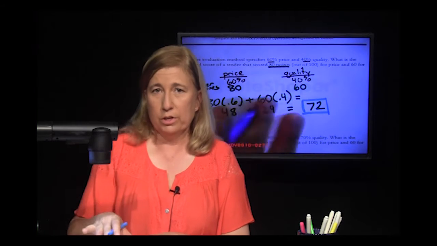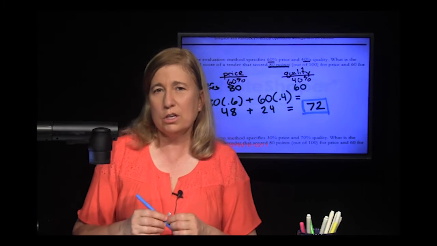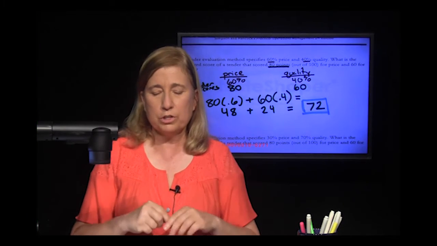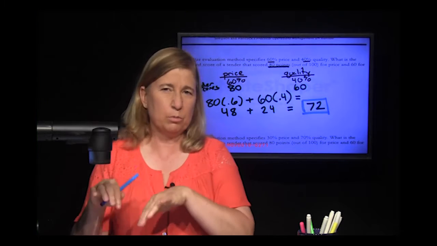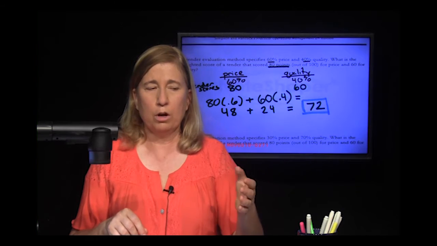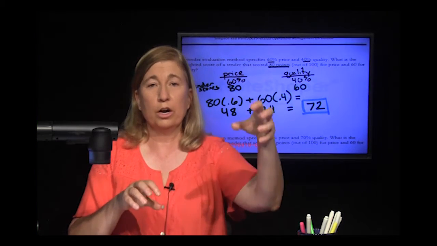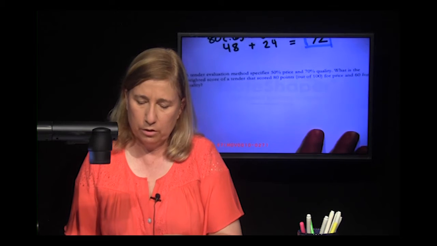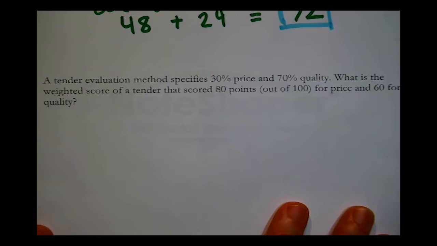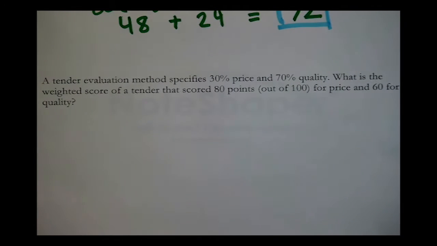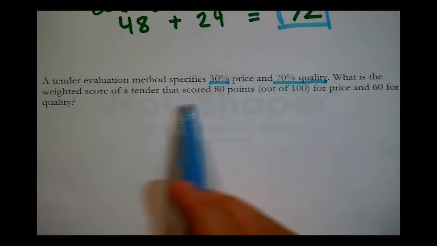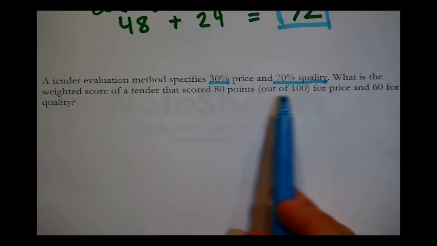Okay, now that's that question. Notice that the next question is almost the same, except the weights are different. In the first question, what we were saying, loosely speaking, is that price is a little bit more important than quality because that percent was somewhat higher, the 60 versus the 40. Look what's going on though in the next question. A tender evaluation method specifies 30% for price and 70% for quality. Oh, and notice then we want to know what the weighted score is.